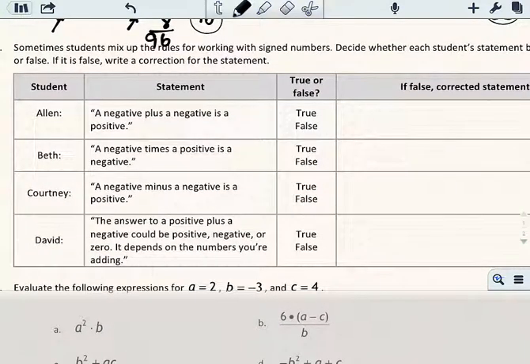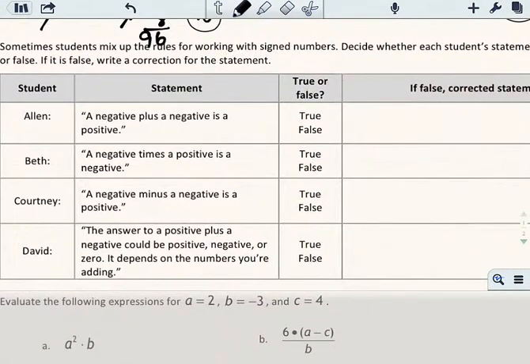All right, so students mix up rules with signed numbers. Go figure. That actually happens all the time. A negative plus a negative is a positive. Now, notice we're adding here. So what we really have to consider is that if I have a negative number and I add more negative numbers to it, will it become a positive? That's actually false. And here's a counterexample.